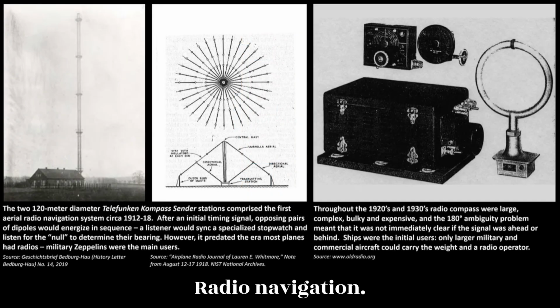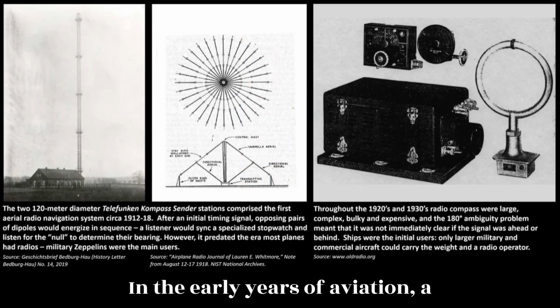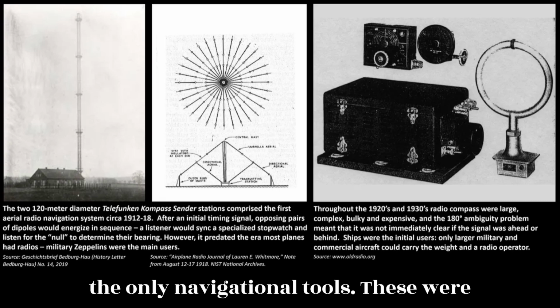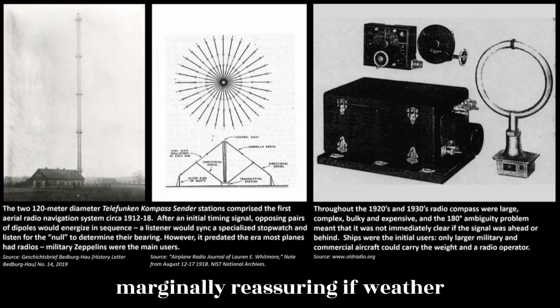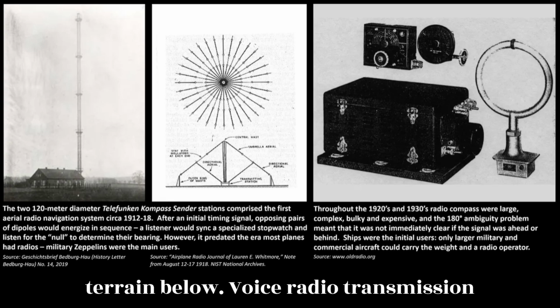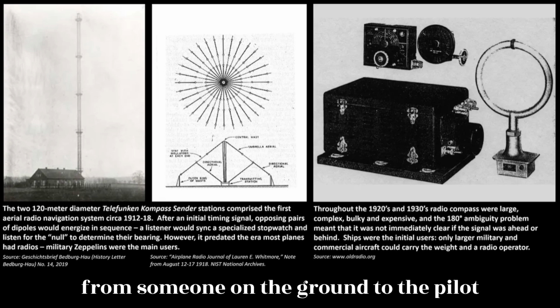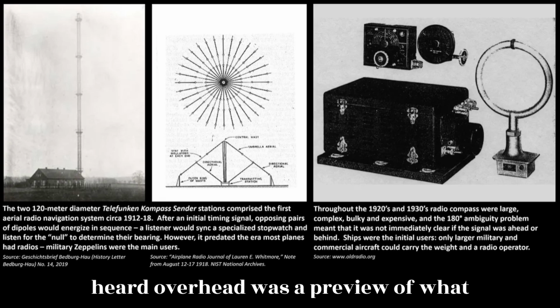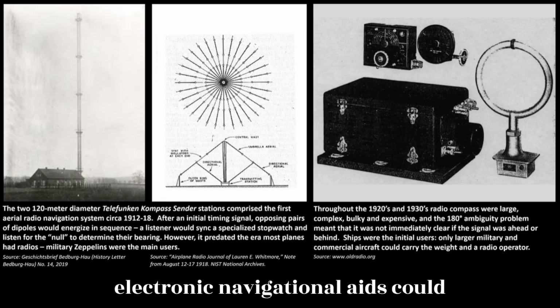Radio navigation. In the early years of aviation, a compass, a map, and dead reckoning were the only navigational tools. These were marginally reassuring if weather prevented the pilot from seeing the terrain below. Voice radio transmission from someone on the ground to the pilot indicating that the aircraft could be heard overhead was a preview of what electronic navigational aids could provide.